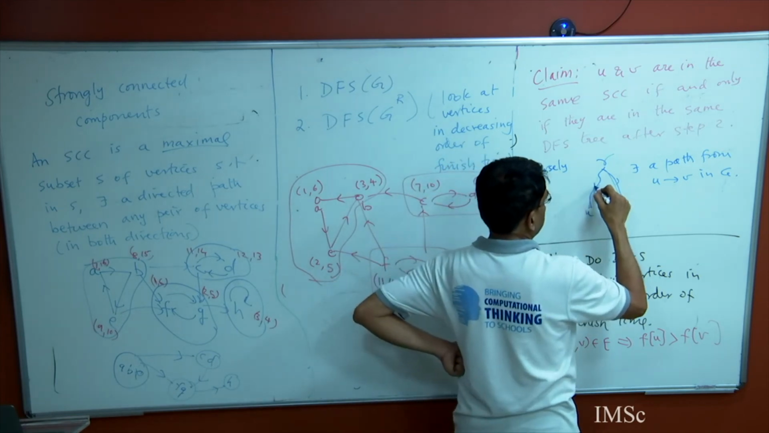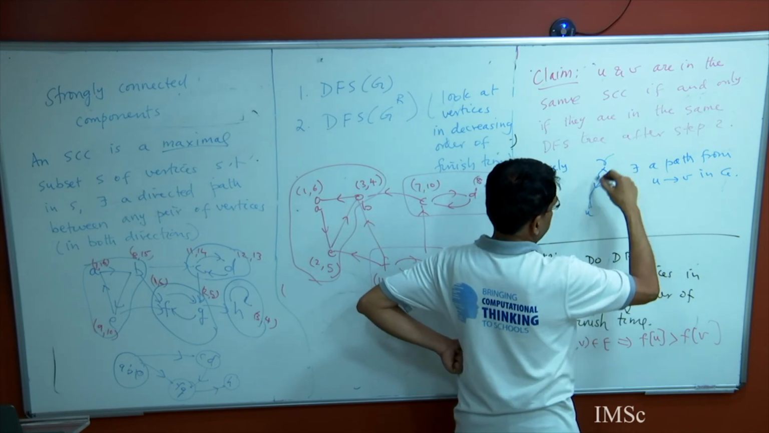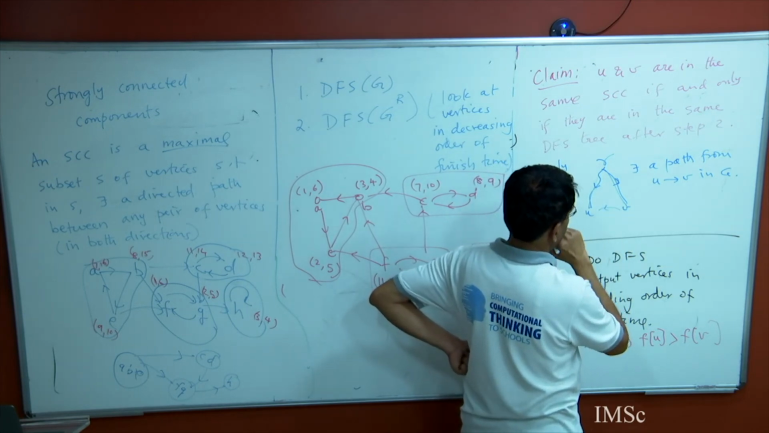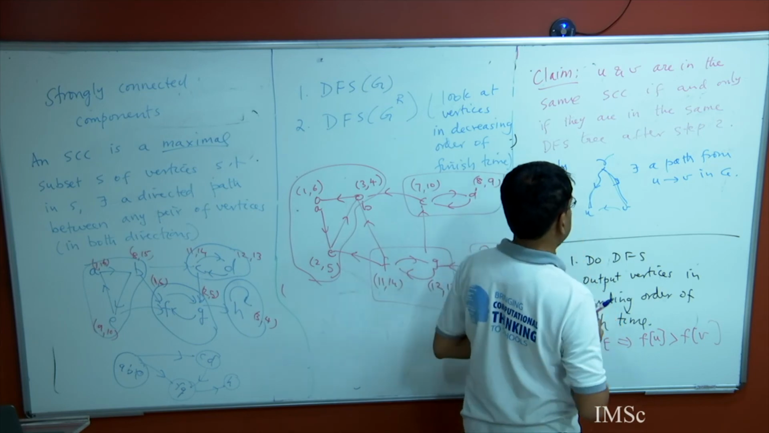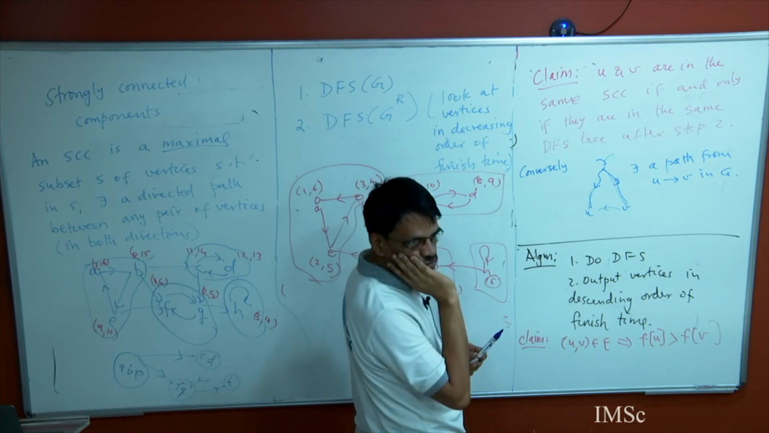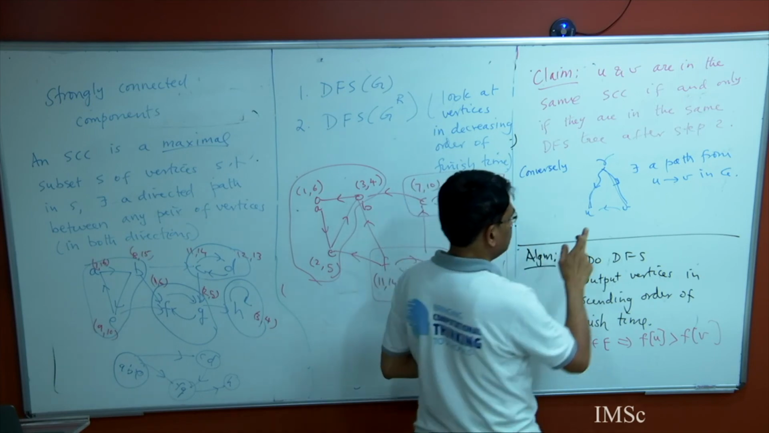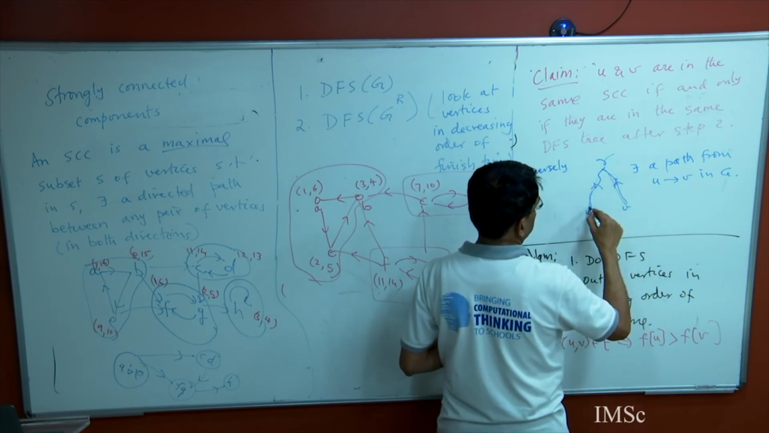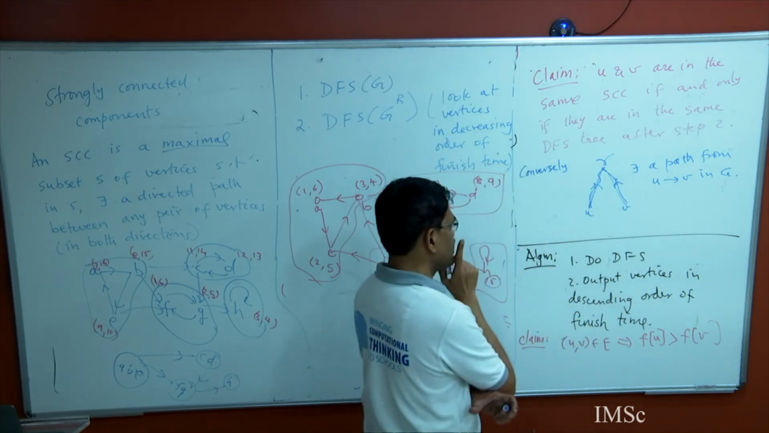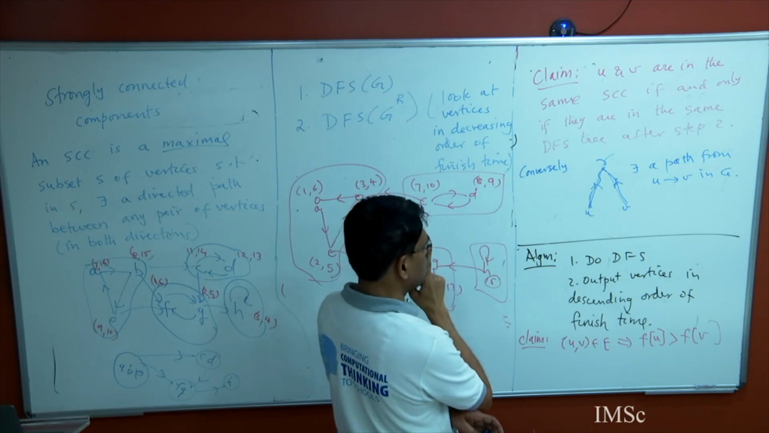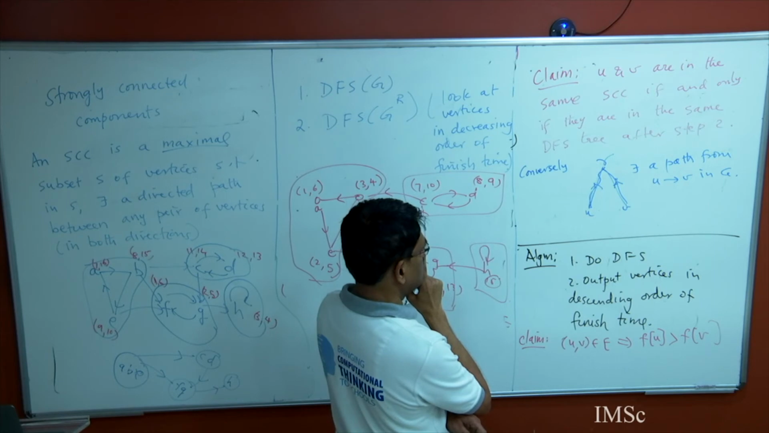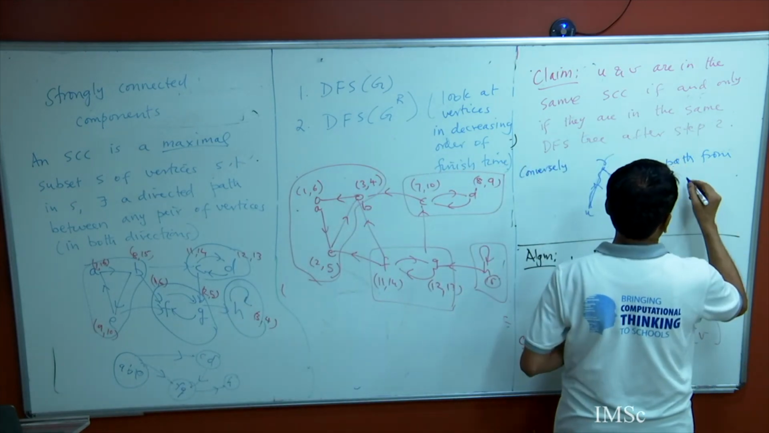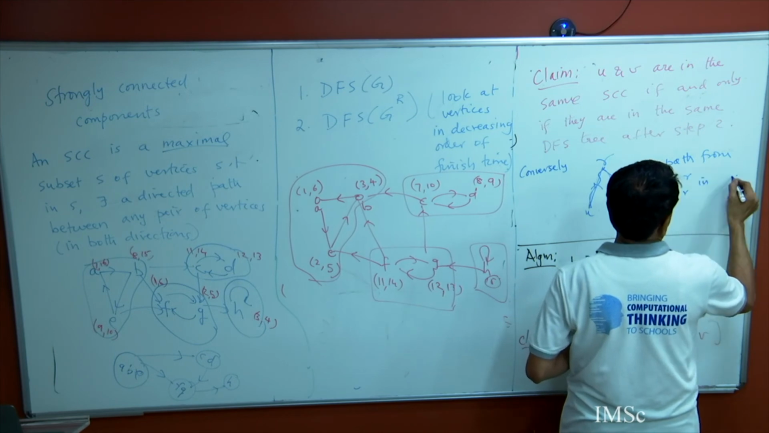Yeah, so this is because they are in the same DFS tree, so in the original graph you will have a path from U to V. Now to show that there is a path from V to U, there will be a path from U to R and V to R, and so you go from U to R... There exists a path from U to R and V to R in G. Okay, let's capture that.